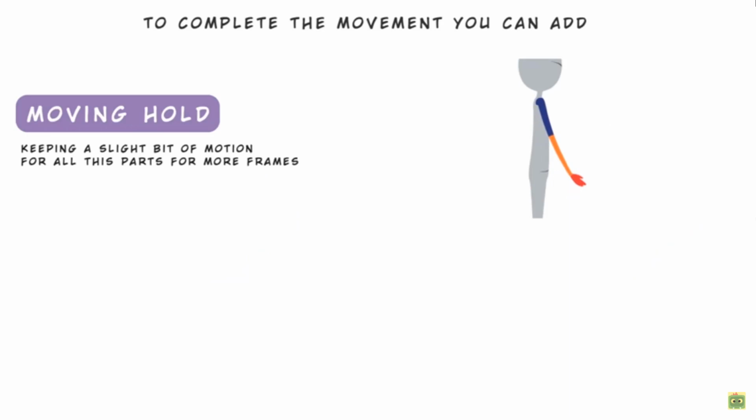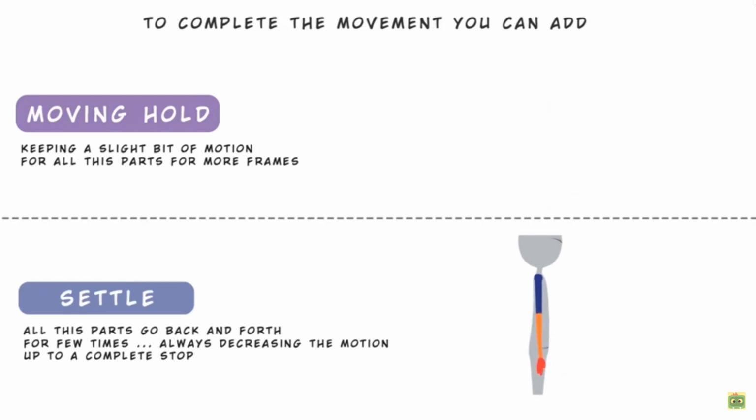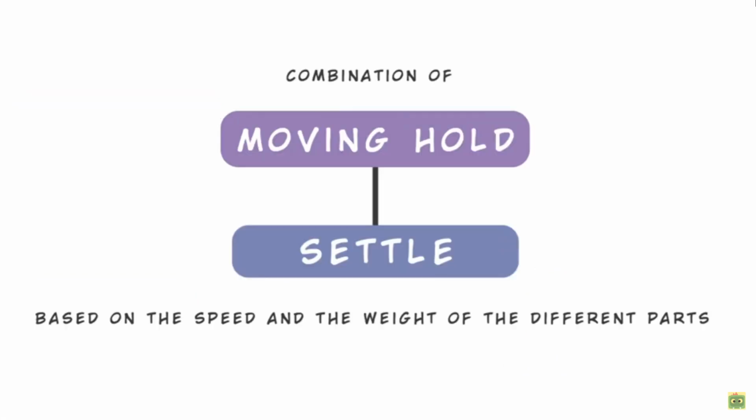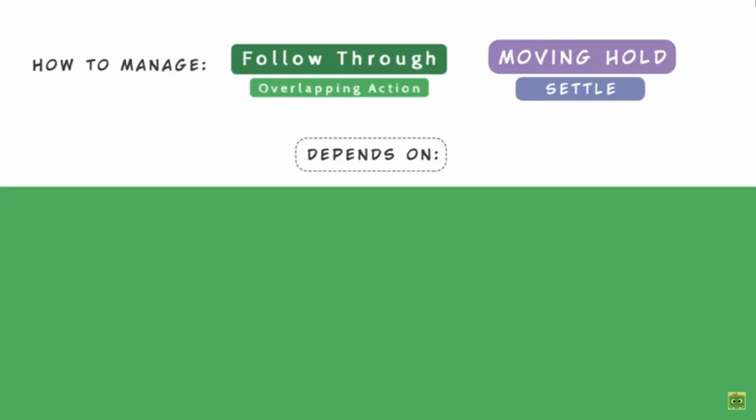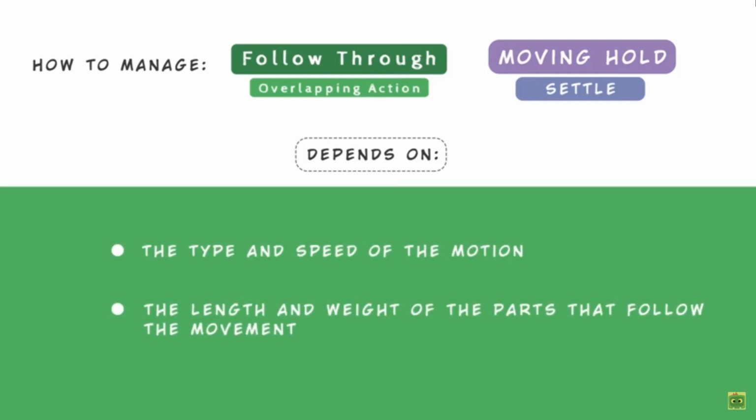To complete the movement, you can add a moving hold to avoid a sudden stop, keeping a slight bit of motion for all these parts for more frames. Or you can add a settle. After the stop, all these parts go back and forth a few times, always decreasing the motion and keeping the delay between one part and another. Or you can just use a combination of moving hold and settle based on the speed and the weight of the different parts. How to manage follow-through, overlapping action, moving hold and settle depends on the speed of the motion and the length and the weight of the parts that follow the movement.